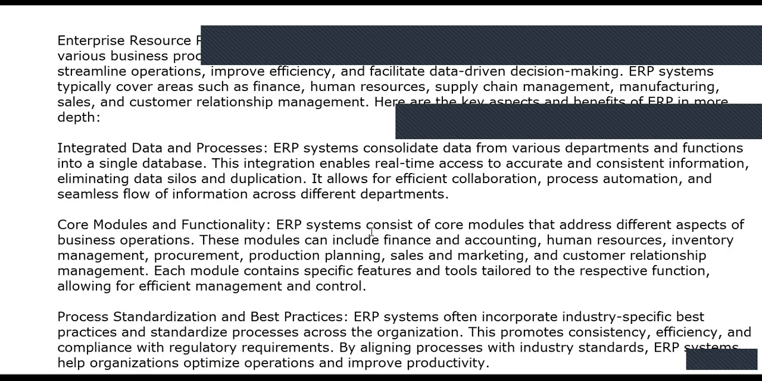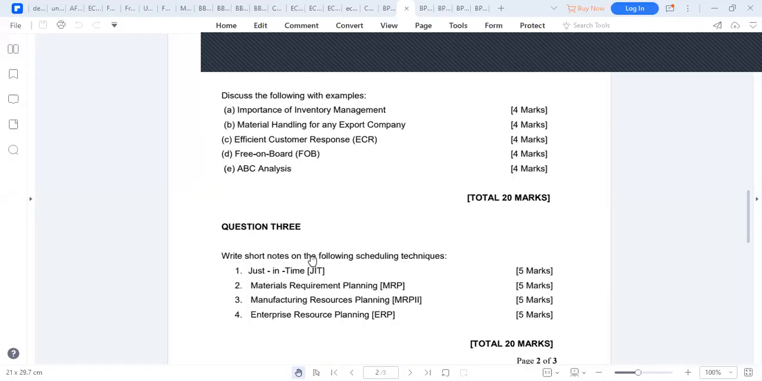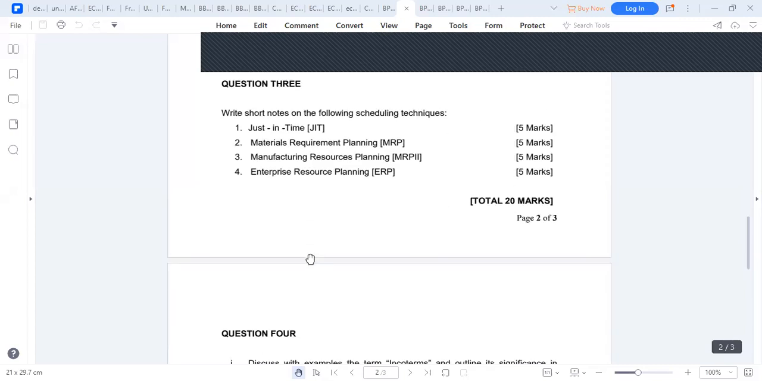So ERP is another scheduling technique that has been adopted lately. It is, however, expensive. So implementing this requires careful planning, stakeholder involvement, and adequate training because it is a sophisticated scheduling solution that experienced consultants implement. So this is how our question number 3 was supposed to be answered.